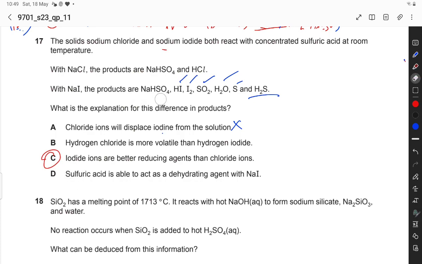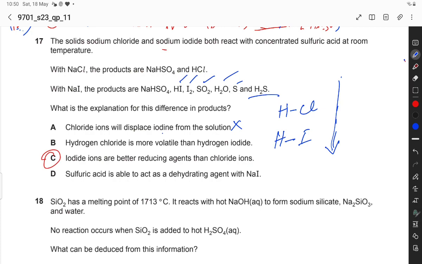Volatility depends on the number of electrons, while this is a chemical property. So hydrogen chloride is more volatile than hydrogen iodide. HCl is more stable than HI. So that's why this is incorrect. Iodide ions are better reducing agents than chloride ions. Yes, this is the correct option because reducing power increases down the group. So that's why iodide ions are better reducing agents than chloride ions.